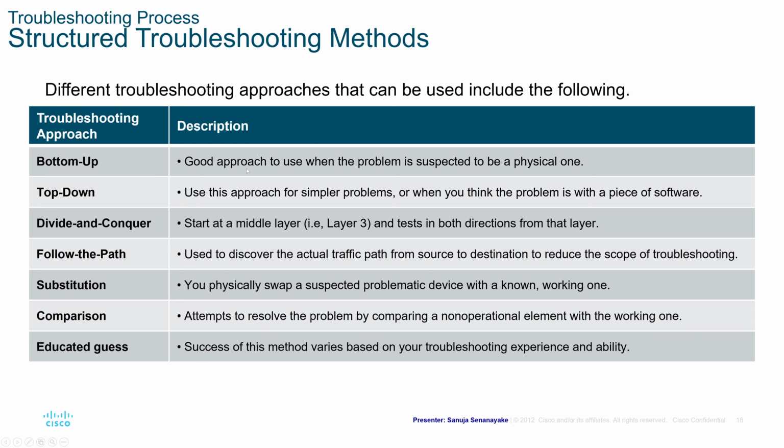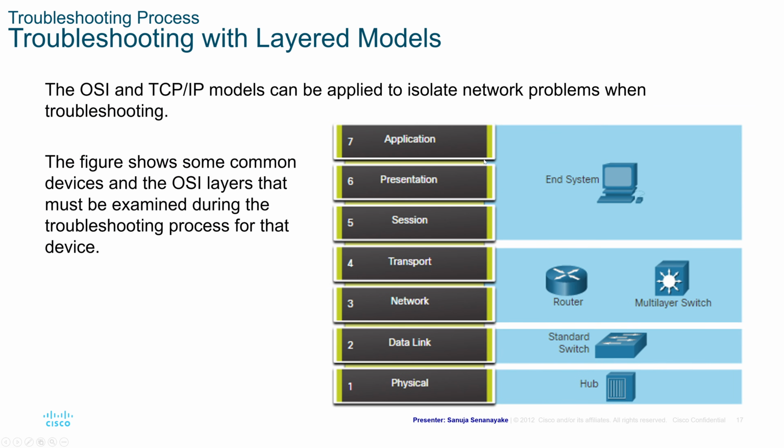Bottom-up is a good approach to use when the problem is suspected to be a physical layer one. So you're going to start from the physical layer, the bottom of the stack, the physical layer of the OSI model.